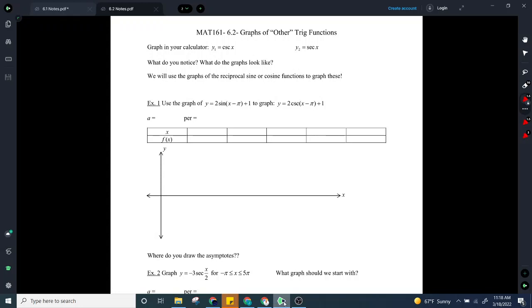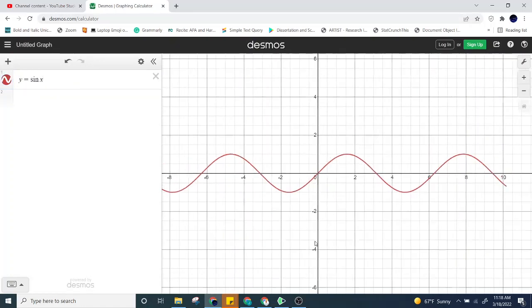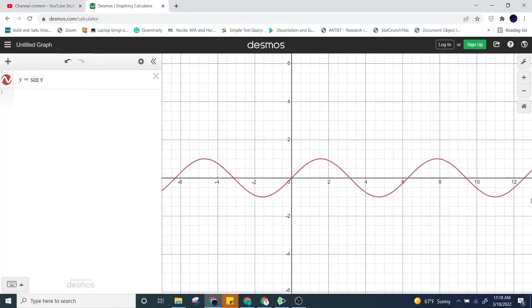Let's look at what these look like in Desmos first. So let me start with cosecant. Let me pull up my window here for Desmos. So if I do y, you remember cosecant is the reciprocal of the sine function, right? So let me graph the sine function first. Let's just take a look. So here's our basic sine function.